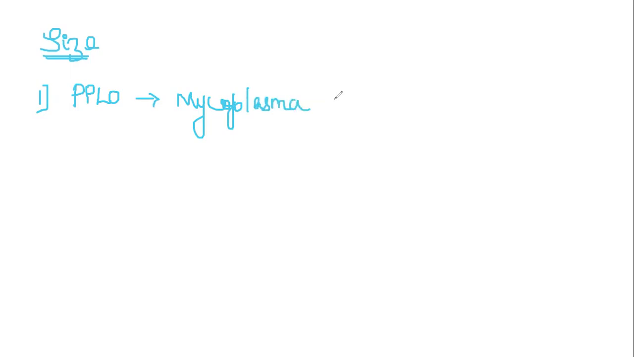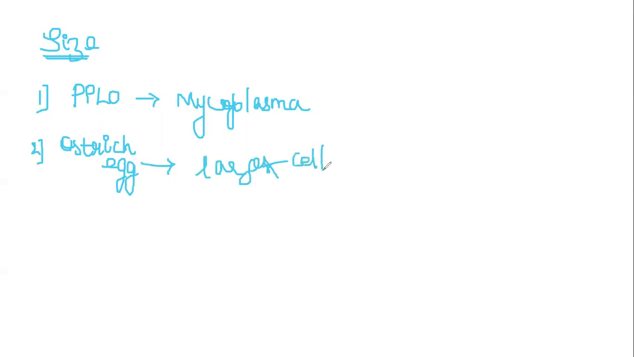Cells can be divided into different types based upon the size and shape of the cell. The first one you have to study is the smallest cell, which is PPLO, pleuropneumonia-like organisms, mycoplasma. And the largest cell is the ostrich egg. The smallest cell in the human body can be either RBC or sperm. If both of them come, you can go with RBC.